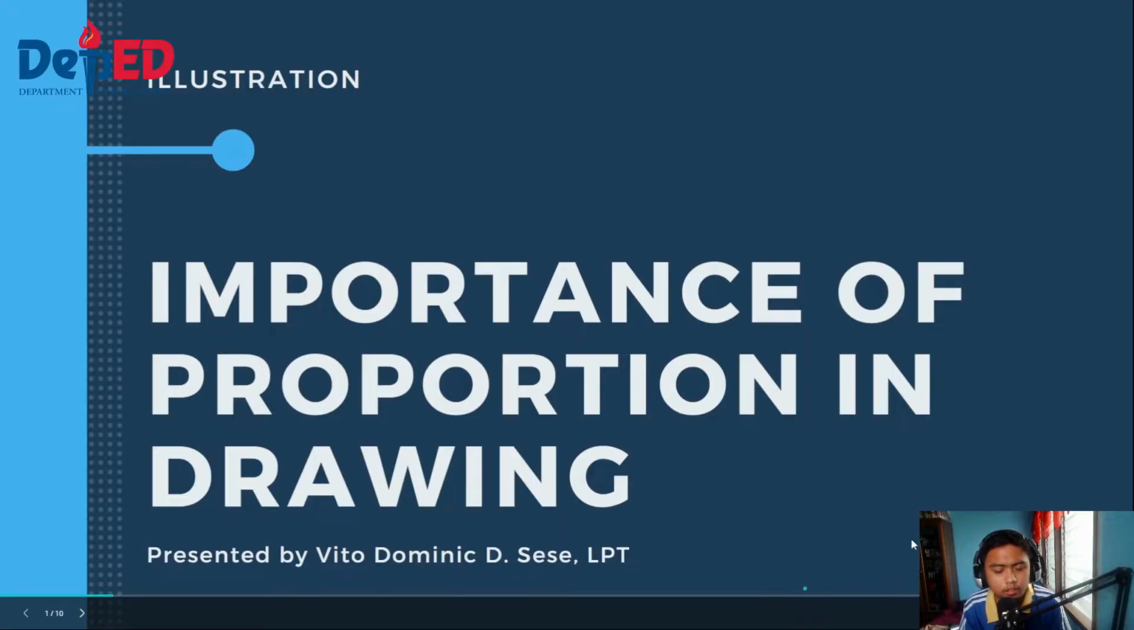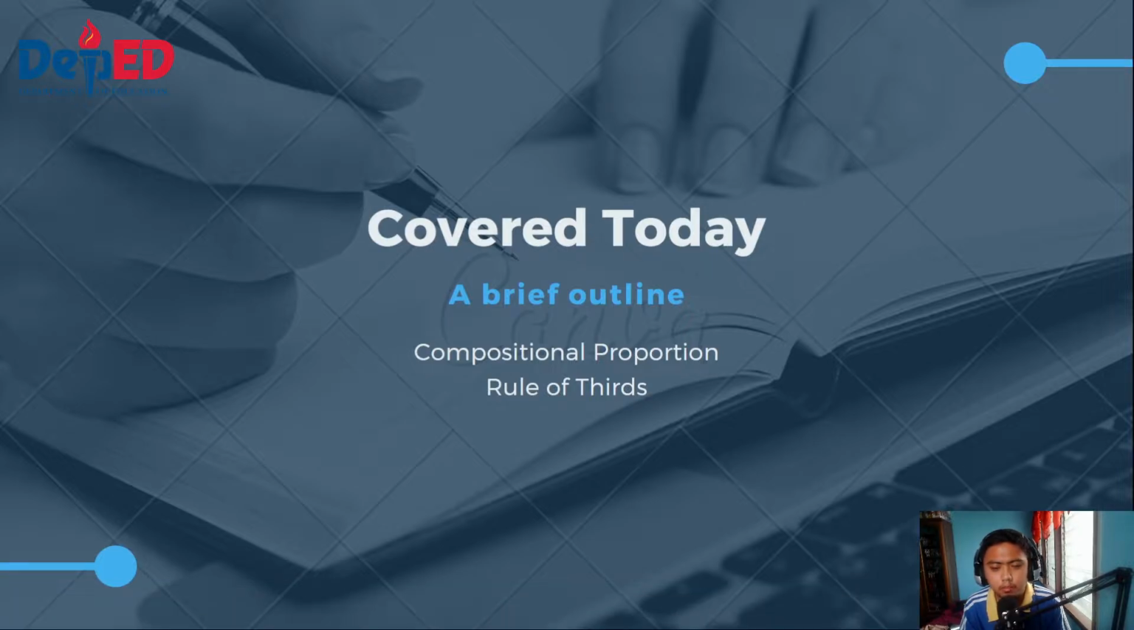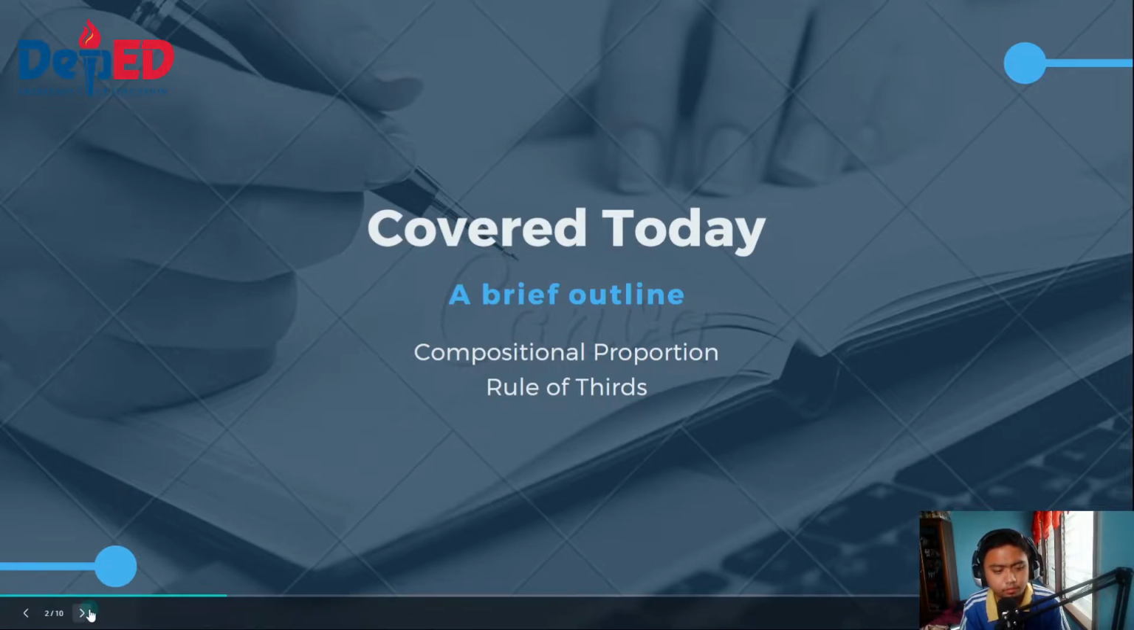So for today, our discussion would circle around the importance of proportions in drawing. For our objectives, there are just two objectives for this lesson. That is basically composition and proportions, which is our main lesson, and also an additional topic about the rule of thirds.